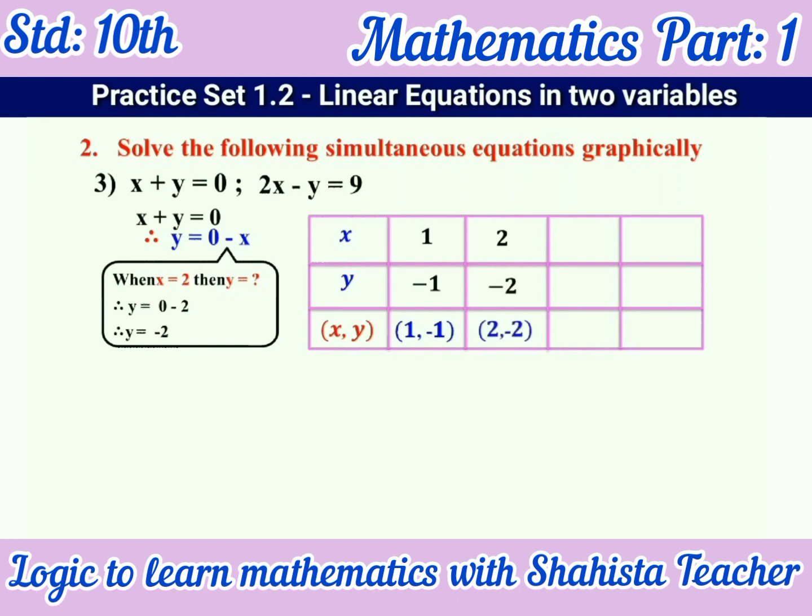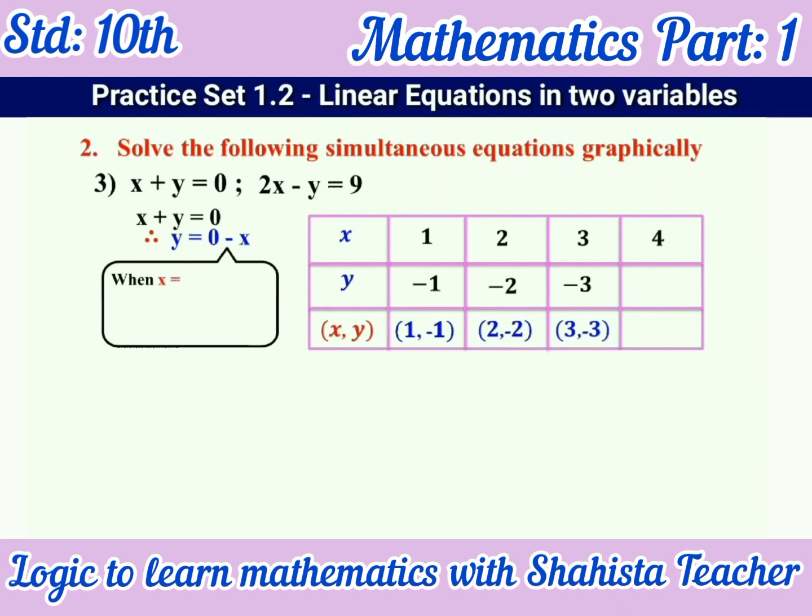Okay. Now let us consider x is 3. If x is equal to 3, then we are going to find the value of y. So here y is equal to 0 minus 3. Therefore y is equal to 0 minus 3, which gives us y is equal to minus 3. That means x is 3 and y is minus 3. So here 3 comma minus 3.